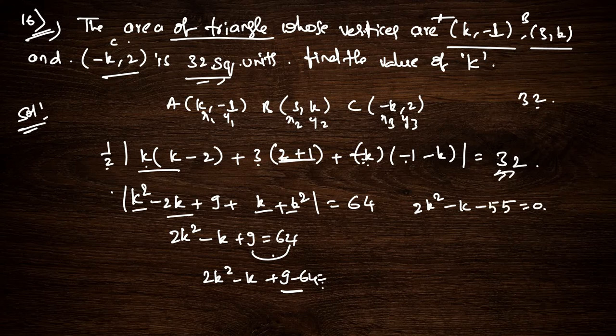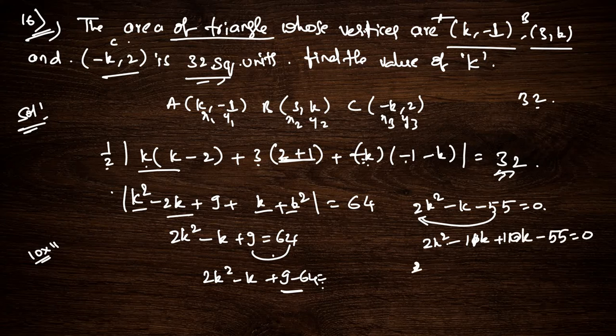Now we multiply: 55 times 2 is 110. So for the factorization we split the term: 10 into 11, 11 10s are 110 only, right, same. So for 2k square, we have to think what to write here, and 11 5s are 55. So we can write minus 11k plus 10k. So we'll take 2k square minus 11k plus 10k minus 55 here is equal to 0.